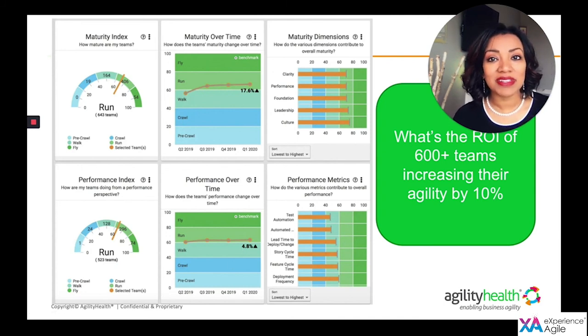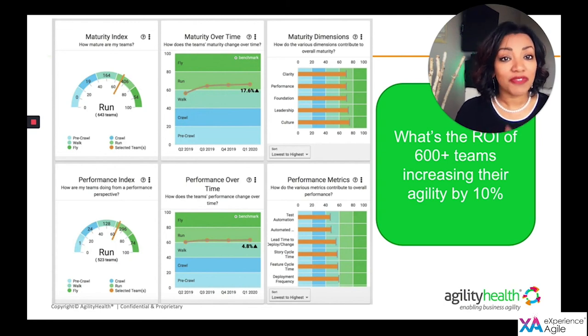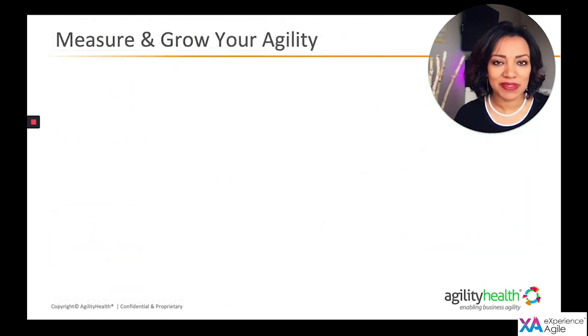This is something that we've seen a lot, which is you really have to invest in maturity first, and then you will begin to see performance. So they really think about performance as more of a lagging indicator, and maturity is a leading indicator. And when you think about it, what is the ROI of 600 teams all improving by 10 or 20%? That's tremendous when you think about the cost of 600 teams.